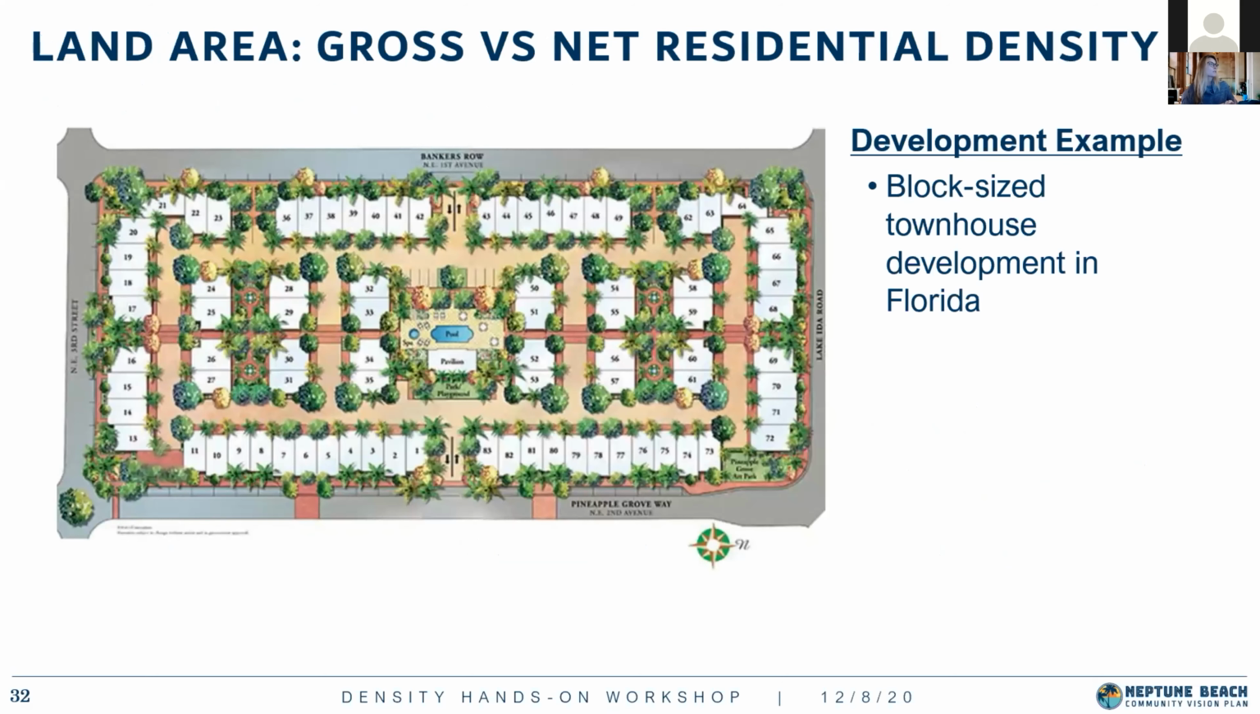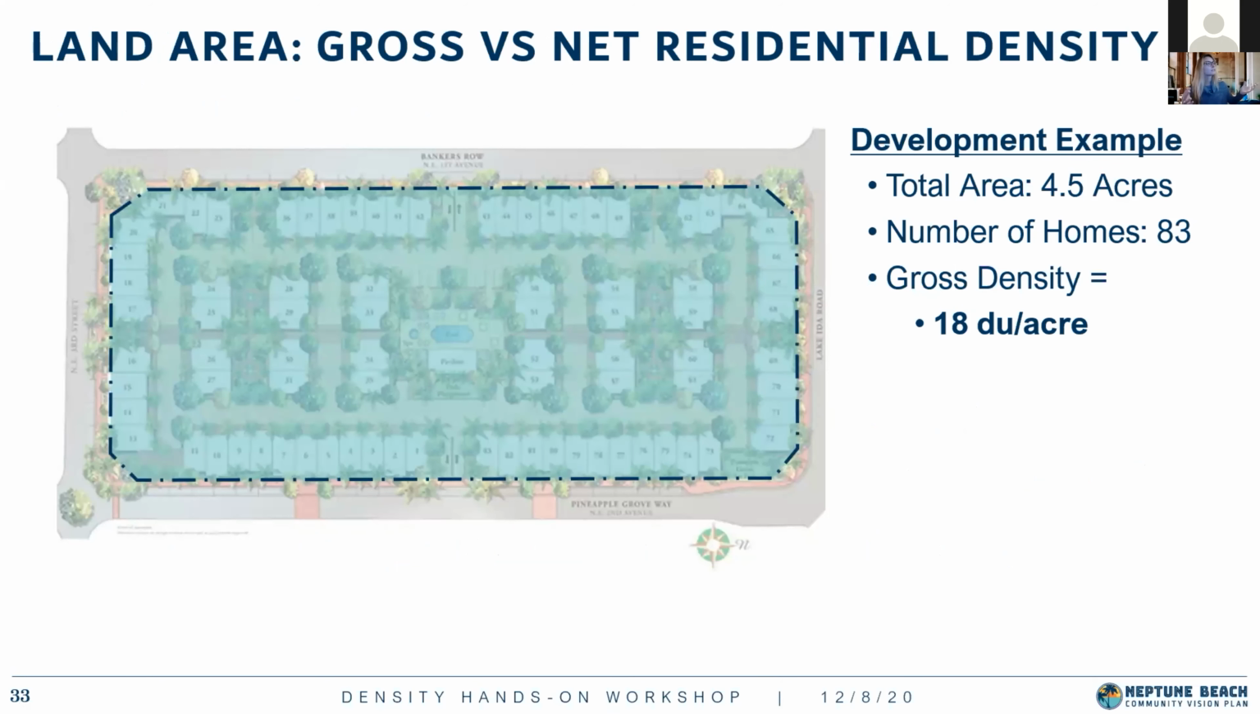So I want to demonstrate the difference between gross and net residential density in a real world example. This is a townhouse development in Delray, and it takes up roughly one entire, typical city block. To measure the gross density of this property, we take the entire area of this project, which is an aggregation of what used to be several smaller lots. The total area is 4.5 acres, and the number of homes in this development is 83. If we divide those, we get a gross density of 18 dwelling units to the acre.